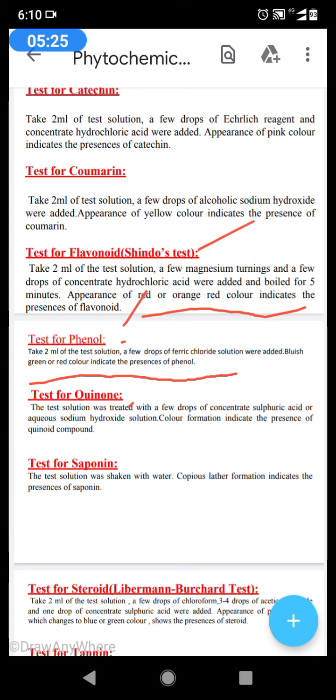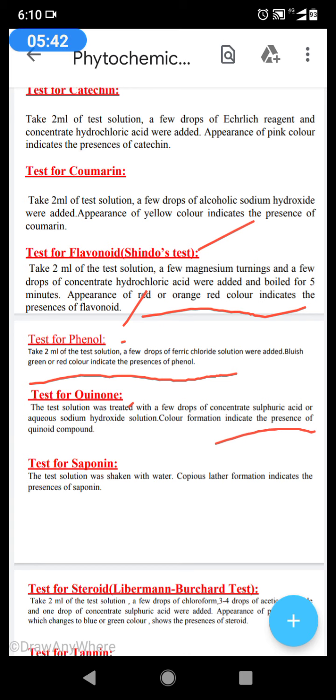Test for quinone. Take 2 ml of test solution and add a few drops of concentrated sulfuric acid, that is H2SO4, and aqueous sodium hydroxide, NaOH, and the color formation indicates the presence of quinoid in that compound.